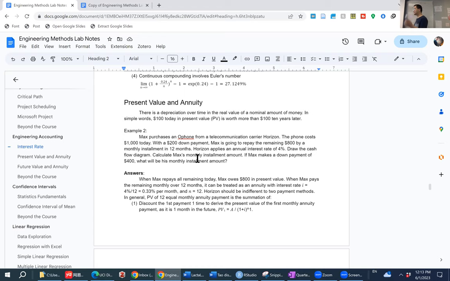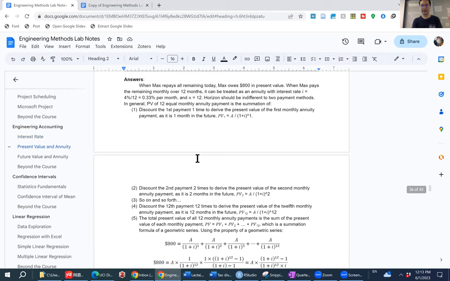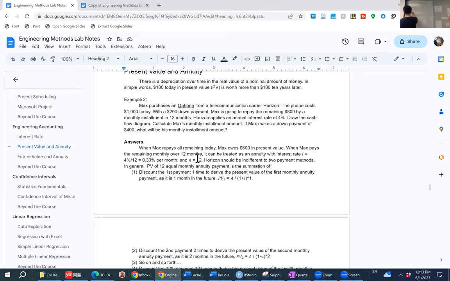Okay. In example two, we are given some known knowledge. First, we need to find the interest rate. The interest rate in the example was given as an annual rate, but the payment was done monthly. That's why we need to find the monthly effective interest rate based on the annual nominal interest rate. So here we need to use the 4%, that's the annual rate, and divide by 12, that's the number of months in a year, right? So with that, we can find the effective monthly rate, that's about 1/3%.